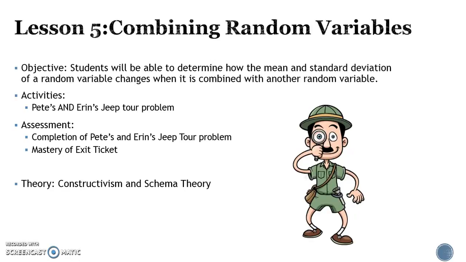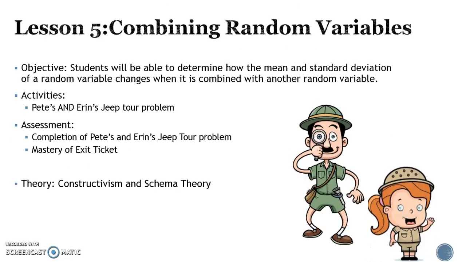Finally, the last day of this small unit, we're going to introduce Pete's sister Erin. So Erin also has a Jeep tour company, and their father in this new scenario is interested in seeing how well those two would fare if they combined their business. So today is all about combining two random variables.